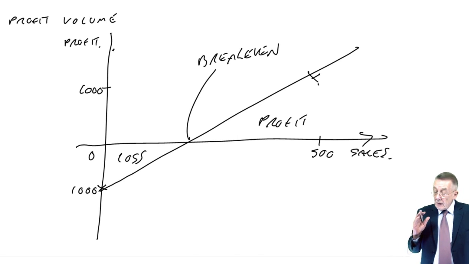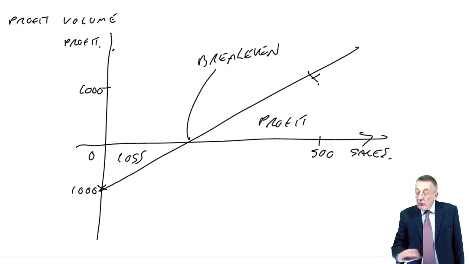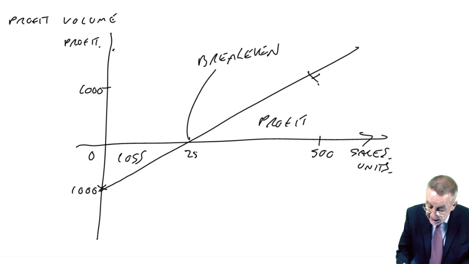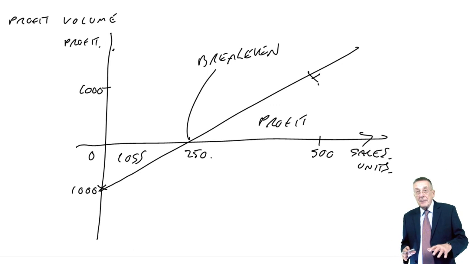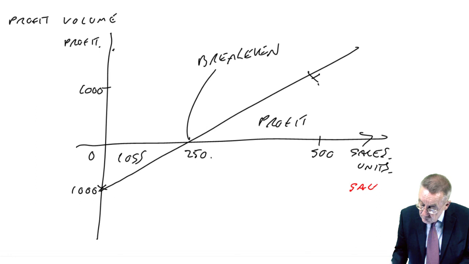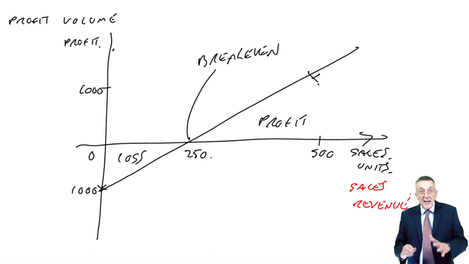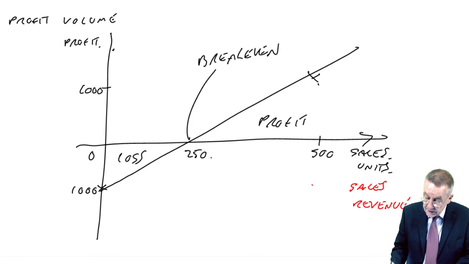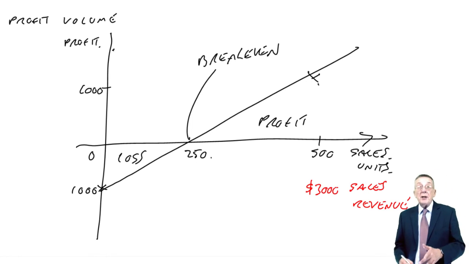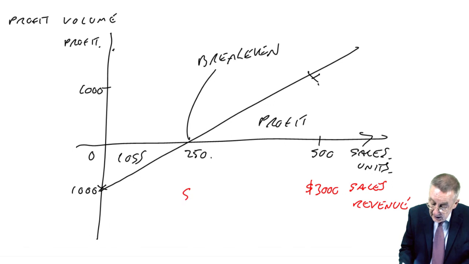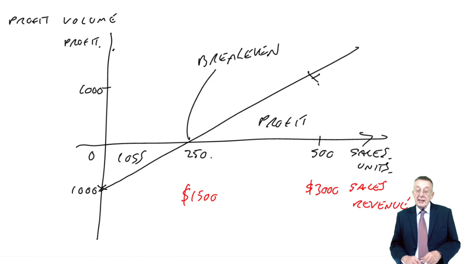And just like with the last one, the horizontal axis can either be in units as it is here, so the break even will be 250 units, or other people sometimes do it in terms of sales revenue, in which case it looks exactly the same, except instead of going up to 500 units, it would have gone up to 3,000 sales revenue, but more importantly, the break even on that scale, instead of being 250 units, would have been 1,500.